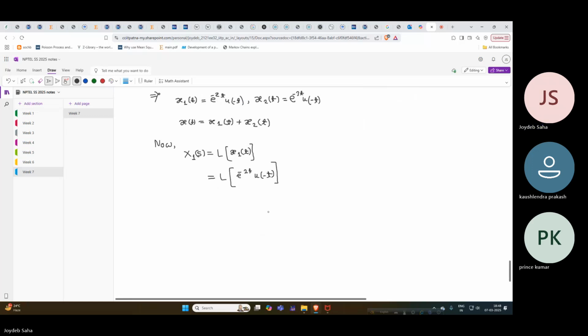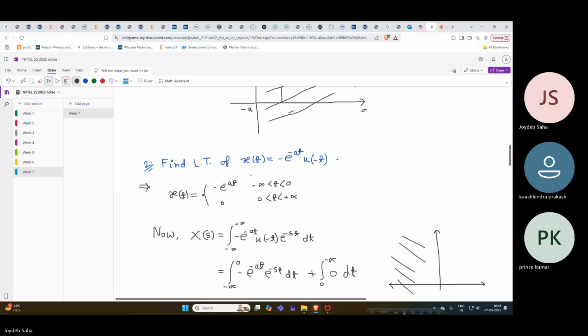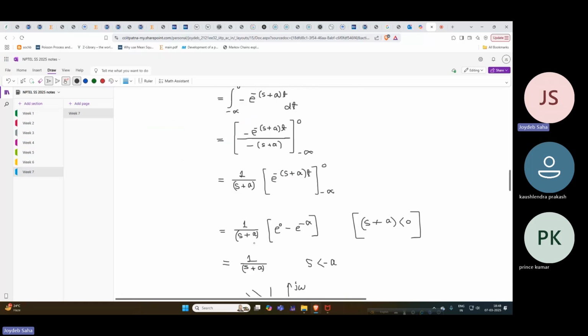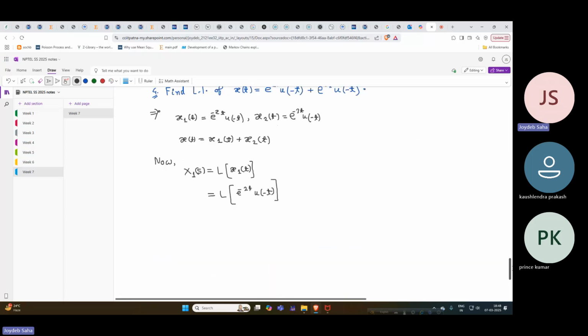Now we need to solve this. Earlier for u of minus t we have solved this one: Laplace transform of minus e to the power minus at u of minus t is 1 upon s plus a with some region of convergence. So it is similar to this, only minus is not there.